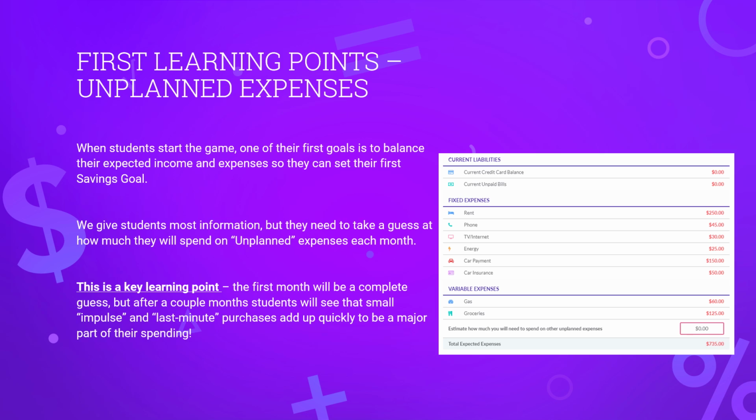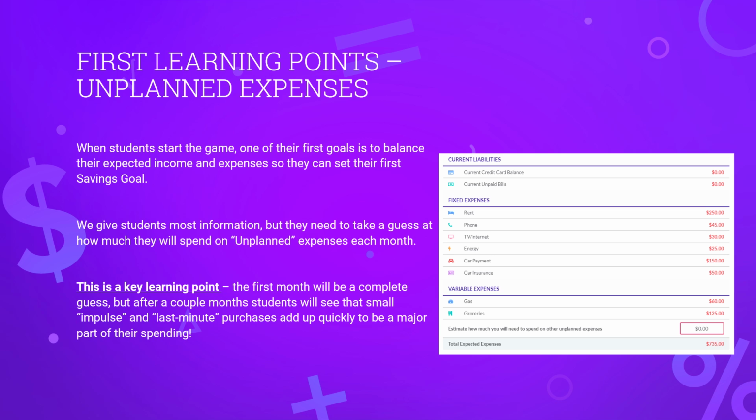Now, when your students start the game, the first real learning point that they're going to experience is planning for the unplanned expenses. We give the students a breakdown right off the bat of what they can expect for all of their bills. We're not going to hide how much they're going to pay for rent or how much they're going to spend for gas on their car each month. We make that pretty obvious. But the real learning exercise is they need to estimate how much they're going to spend on their other unplanned expenses. The line items that aren't on their budget. How often are you going to go out for dinner? How often are you going to have to buy new clothes? All the other little things that tend to add up over time.